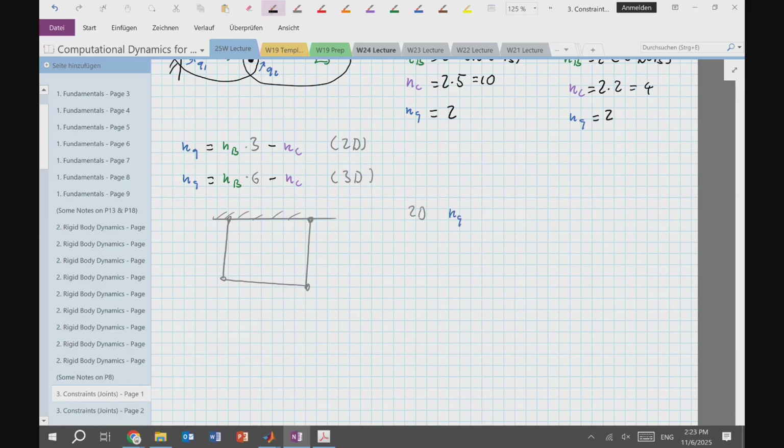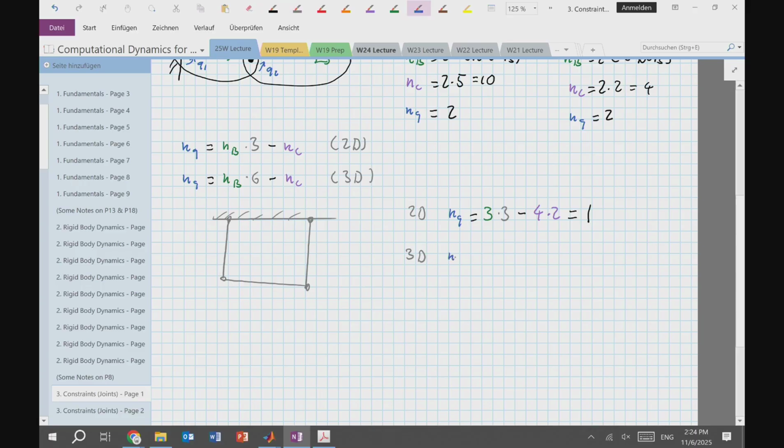So number of degrees of freedom, you claim this is 1, will be number of bodies, 3 times 3 degrees of freedom per body minus how many constraints? Can you quickly count them? How many constraints? How many joints? 4 joints. And how many constraints per joint? In the planar case, 2 times 2 equals 1. Okay? Let's double check.